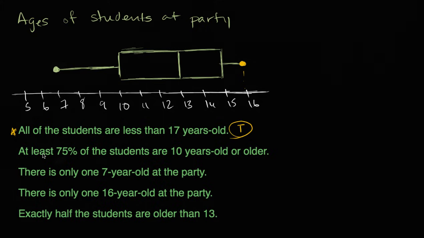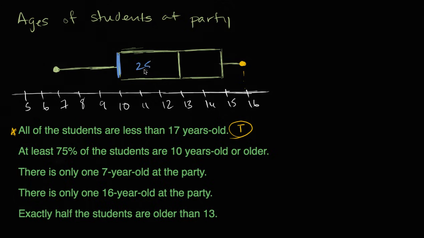The next statement, at least 75% of the students are 10 years old or older. So when you look at this, this feels right because 10 is the value that is at the beginning of the second quartile. This is the second quartile right over there. And actually, let me do this in a different color. So this is the second quartile.